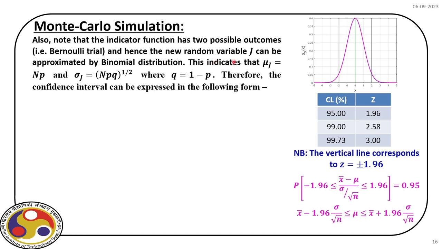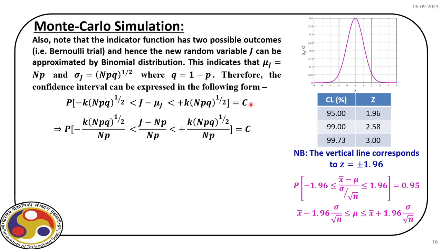And the mean of J is capital NP because it is following binomial distribution, and sigma J is (NPQ) to the power half, where Q is nothing but 1 minus P. So if we model P as my failure, then Q corresponds to success. And therefore, in this case, the confidence interval, again, you can see on your screen.